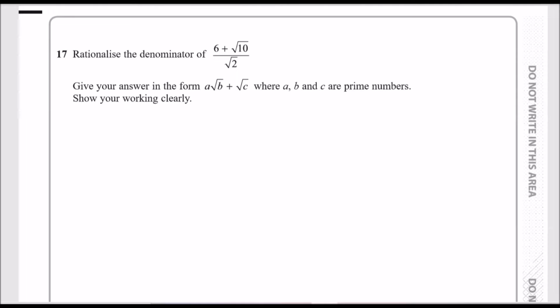And welcome to part 4, guys. So for number 17, they want us to rationalize the denominator of this fraction here. And when they say rationalize the denominator, they mean change the surd on the bottom half into a whole number.